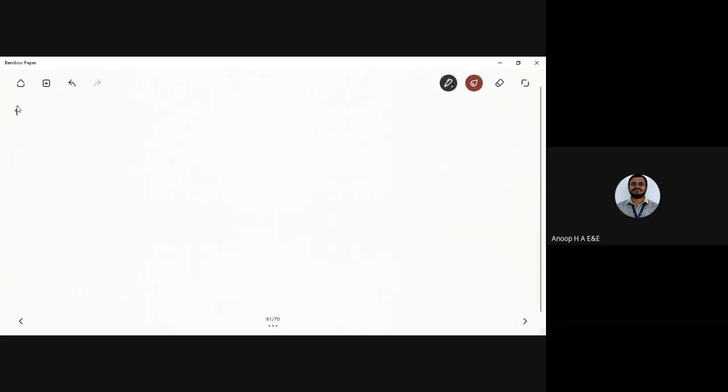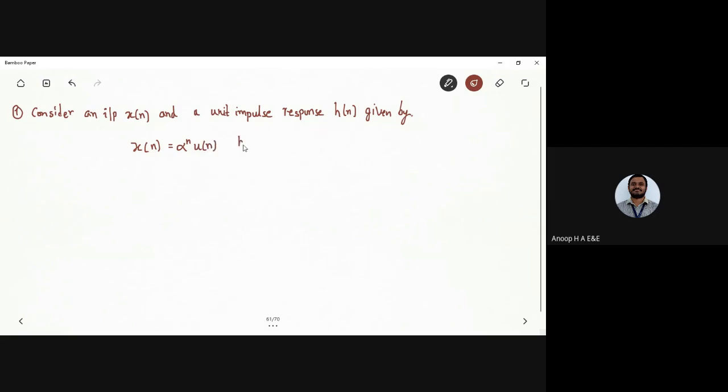Now, let me start the first problem, which is: consider an input x of n and a unit impulse response h of n, given by x of n equals alpha power n u of n, and h of n equals u of n, where alpha lies between 0 and 1.